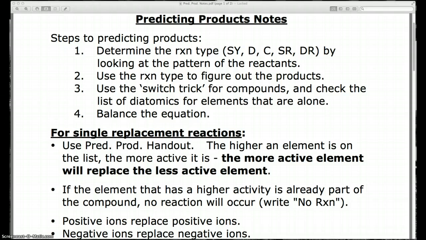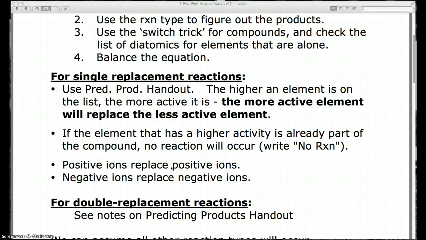And a reminder, whenever we make a compound, just like when we were going from words to symbols, when we were balancing those word equations last unit, whenever you write a compound, you do the switch trick. Whenever you have something alone, you check your list of diatomics, your 7 diatomics. And then you balance the equation. I will probably skip the balancing part of this just for the sake of time so I can get this video done as soon as possible. So we're just going to get into some examples here, and we'll come back to these notes up at top.